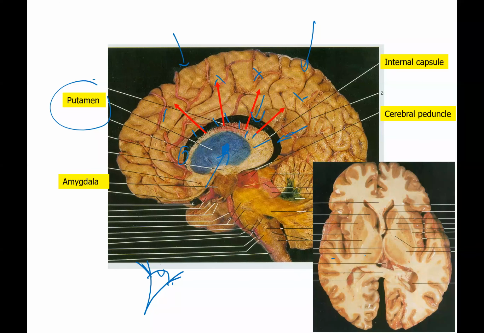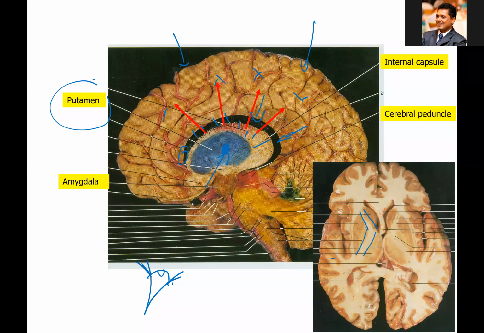So this is the internal capsule. This is the anterior limb of the internal capsule. And this is the posterior limb of the internal capsule. And this is the genu of the internal capsule.